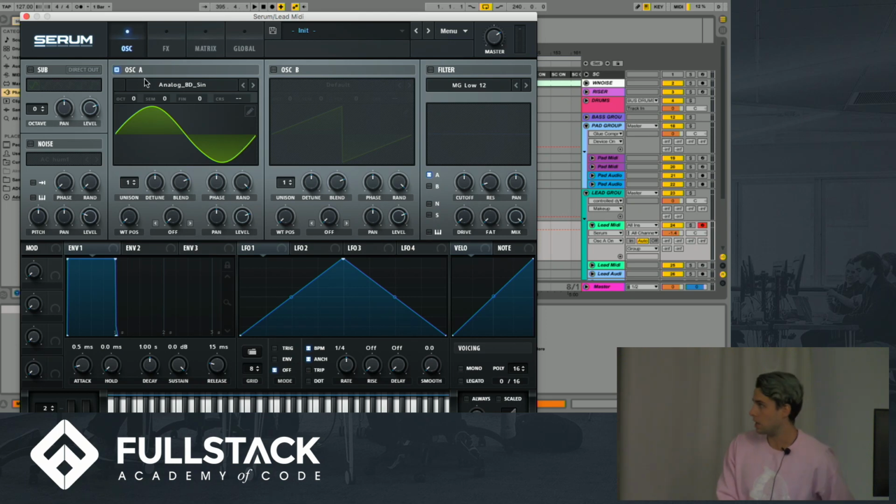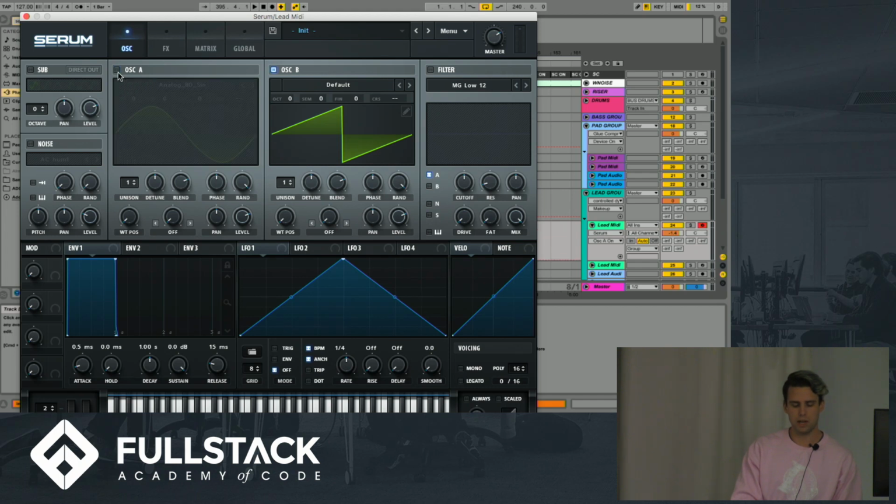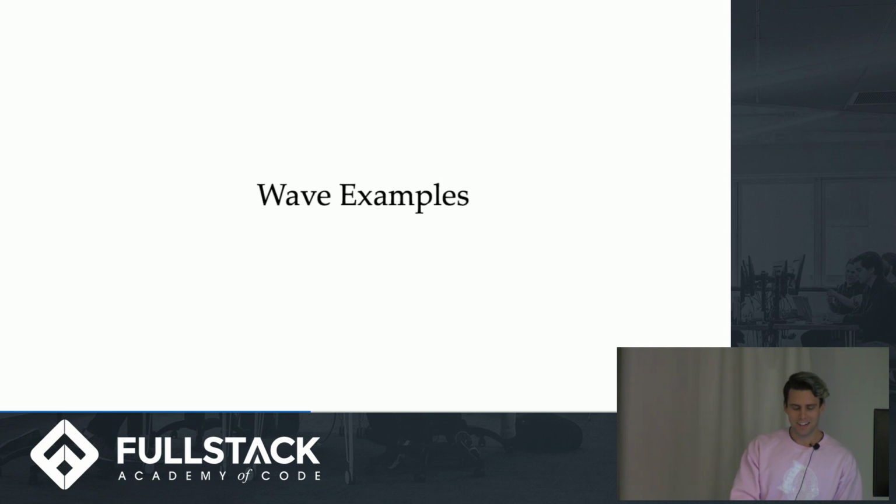In oscillator A right here, this is what's called a sine wave. And as you can see, it's very smooth, and when you play it, well, if you didn't play it through those, if you played it through other speakers, it would sound very smooth. On the right is what's called a sawtooth wave, and it's very sharp. And it sounds very sharp when you play it compared to a sine wave with a non-broken speaker.